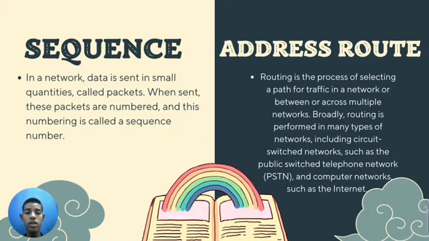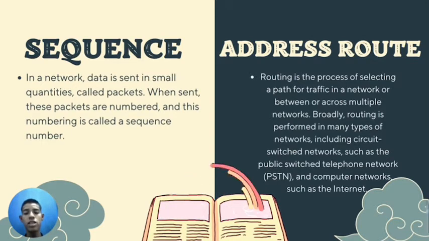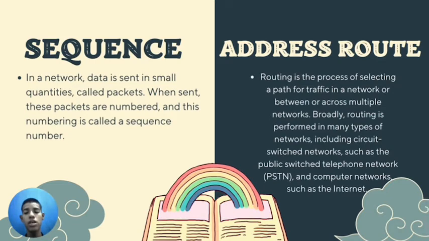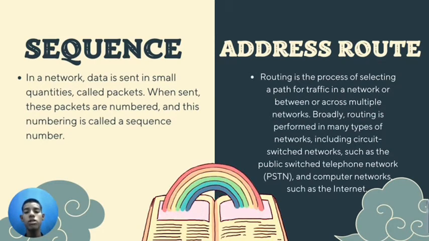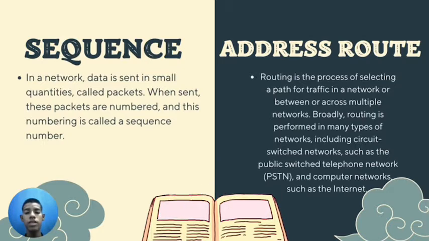Next, we go to sequence. In a network, data is sent in small quantities called packets. When packets are sent, they are numbered, and this numbering is called a sequence number. The reason for this sequence is that on a big network, like the internet for example, it is not guaranteed that packets will arrive in the same order in which they were sent.